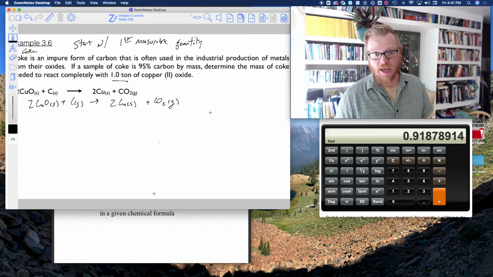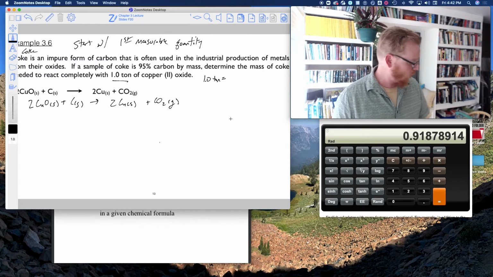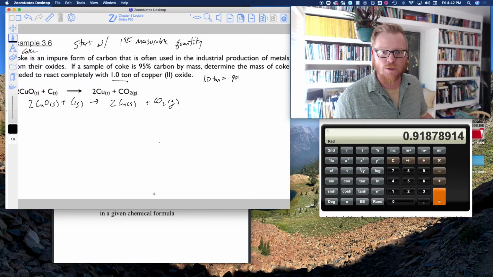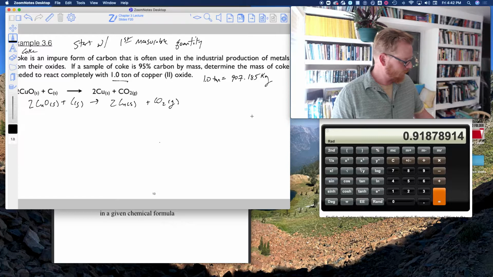And I don't expect you to have memorized what a ton is. So we look it up. We use the internet. We use our book. We look up what 1.0 ton is. And we're talking about a metric ton. I probably should have indicated that. 907.185 kilograms is 1 ton. Okay.